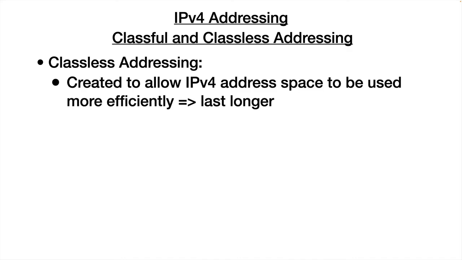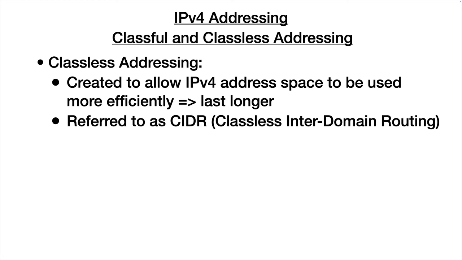So that's classful addressing. Now if we talk about classless addressing, this was created to allow the IPv4 address space to be used or given out more efficiently, which would extend the time until we ran out of IPv4 addresses, which some people declared happened a couple of years ago. When we talk about IPv6, we'll talk about this in much more detail. This is sometimes referred to as CIDR, which is classless interdomain routing.